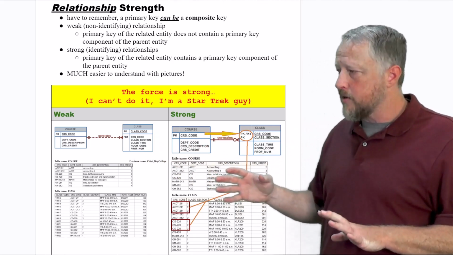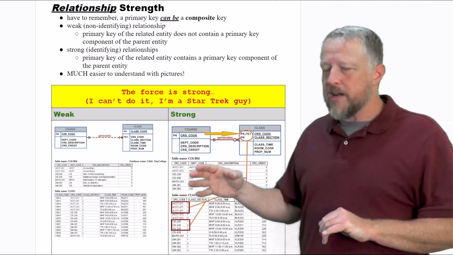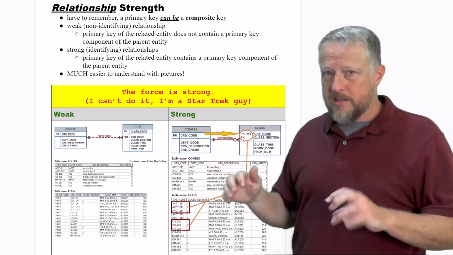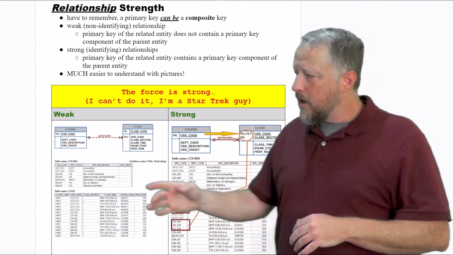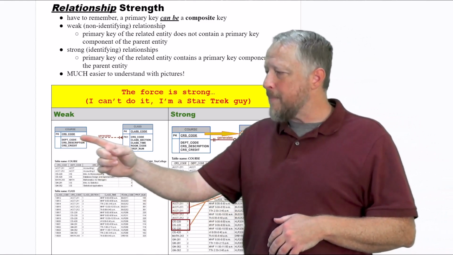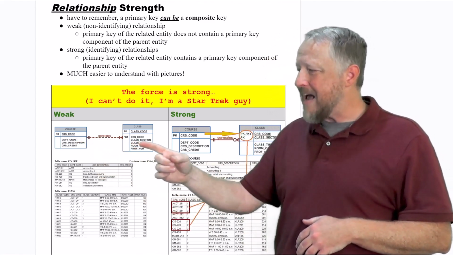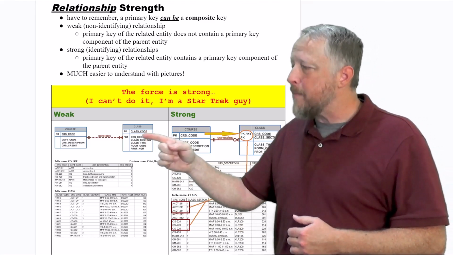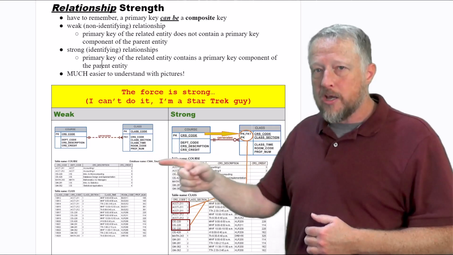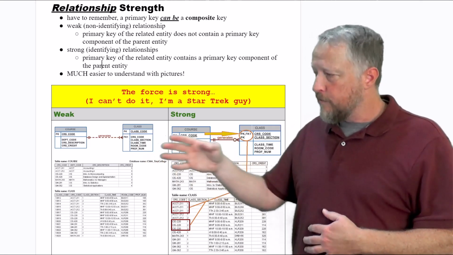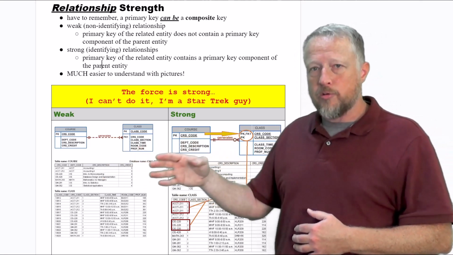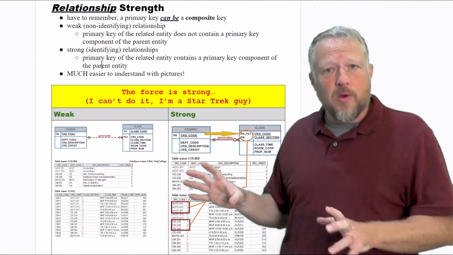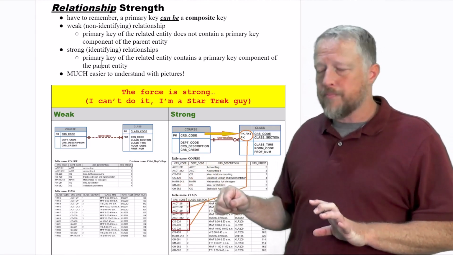That's all it is. In a weak relationship, and again, that doesn't mean it's a bad thing, we just don't use the primary key from one table as the primary key in another, or really as a part of the primary key package, a composite key, from one entity to another. Now again, there's nothing wrong with that. It's just the way the setup is. There's nothing wrong with that.